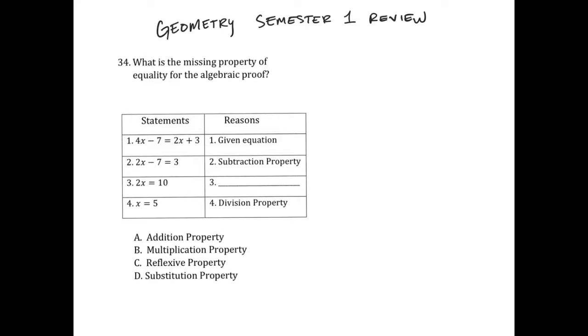On question number 34, they ask for what the missing property is in this proof for line 3. To go from step 2 to step 3, I've got 2x minus 7 equals 3, and my very next step would be to add 7 to both sides. That makes sense because the minus 7 is no longer there, and that 3 turned into a 10. So we used the addition property whenever we added 7 to both sides.